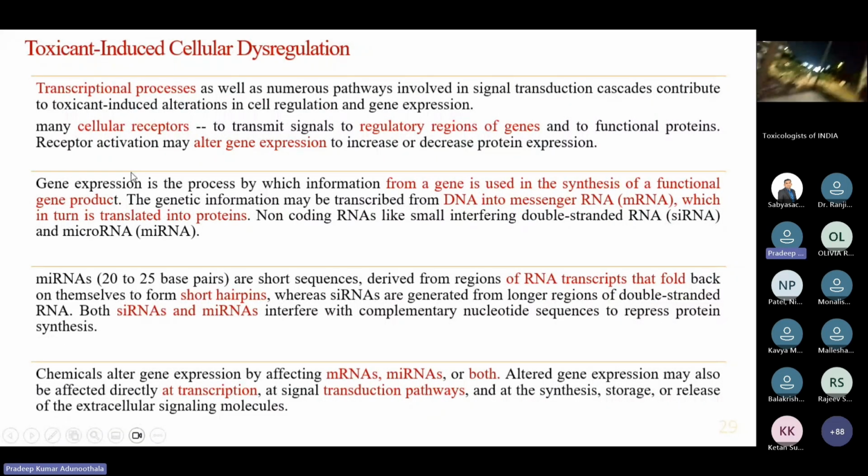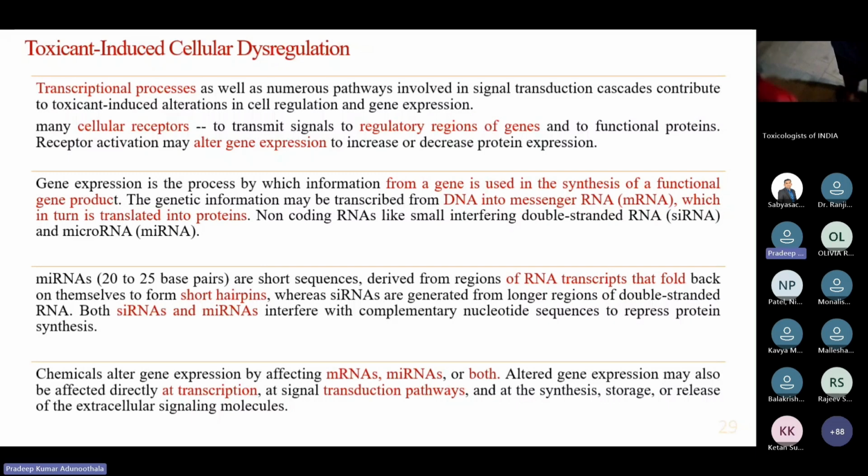Gene expression is also a process where the gene gets synthesized into a functional gene product. That genetic information may be transcribed from DNA into messenger RNA, which in turn is translated to proteins, and these proteins could be replicated in multiple cells. So this is the gene expression process. If there is any impairment or obstruction in this process, then that leads to toxicity.